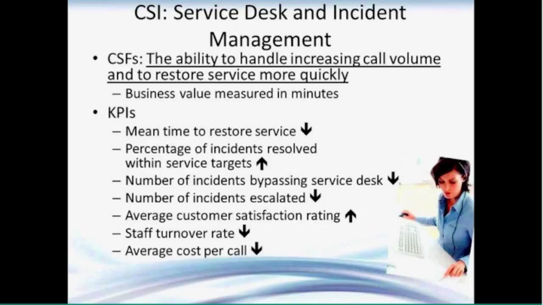On the other hand, if we've just had a rollout of a new service, we may want to eventually see a decrease in the number of incidents reported to the service desk, because that indicates that the new service has been well designed, the users have been well trained, and they are not needing to call the service desk as often because the system is running smoothly and there aren't as many issues.